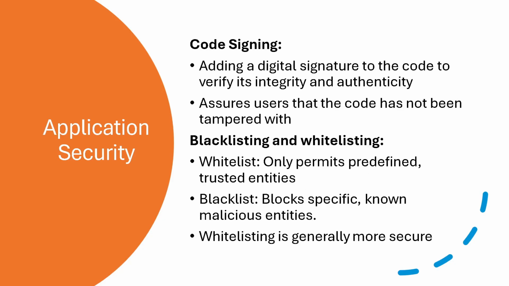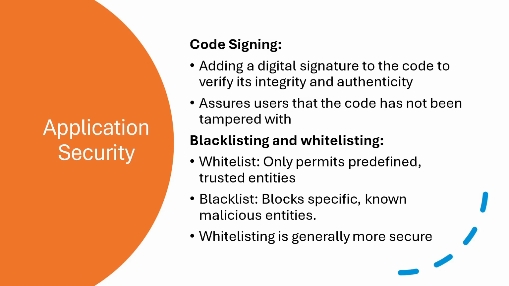Code signing. Code signing is the process of digitally signing software to verify its integrity and authenticity. It uses cryptographic techniques to sign code, ensuring it has not been altered since signing. It also verifies the identity of the code publisher and assures users that the code has not been tampered with.